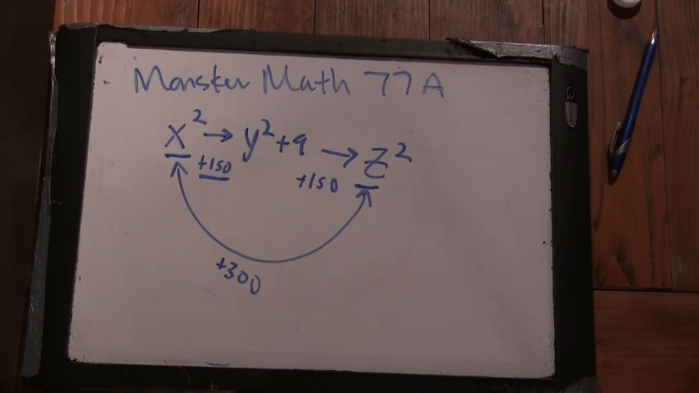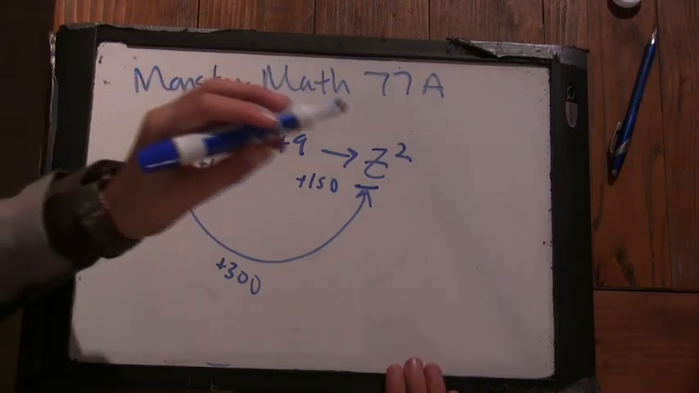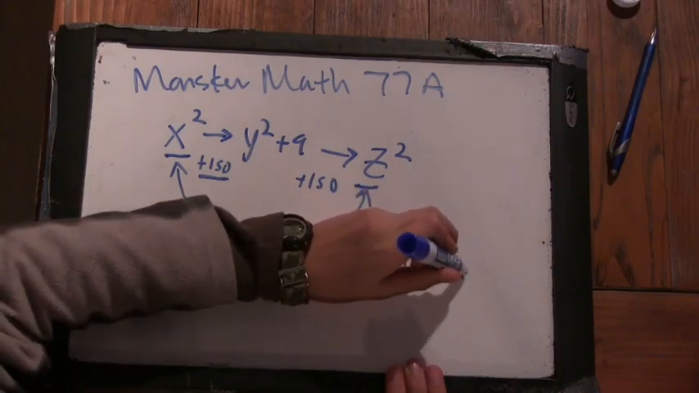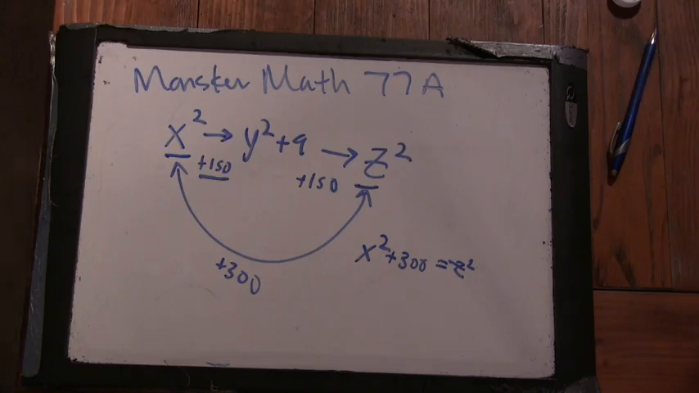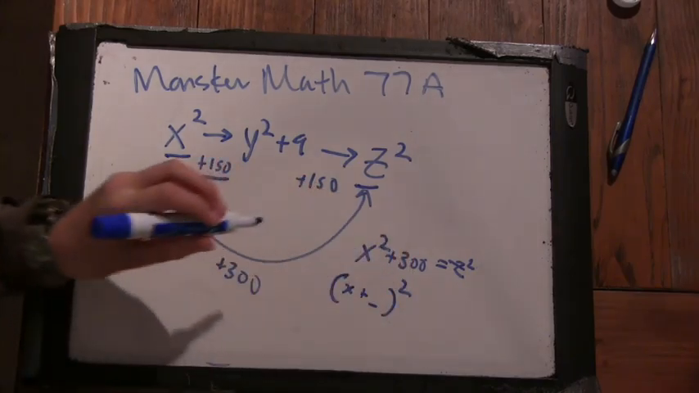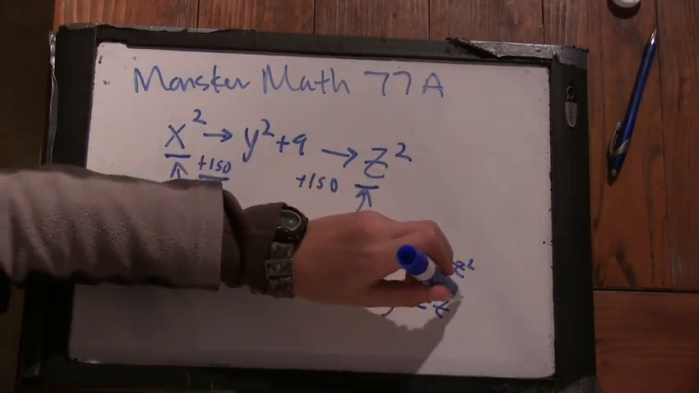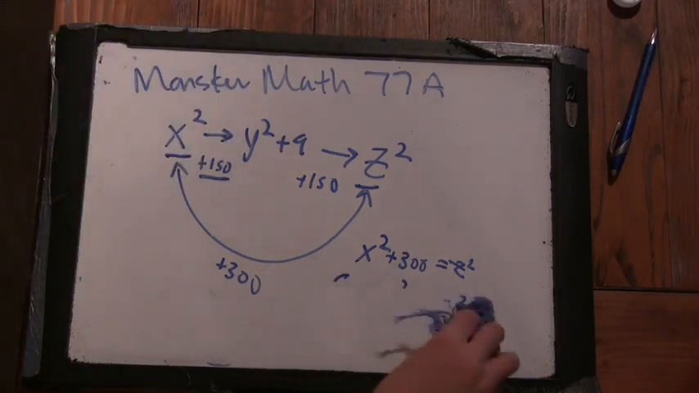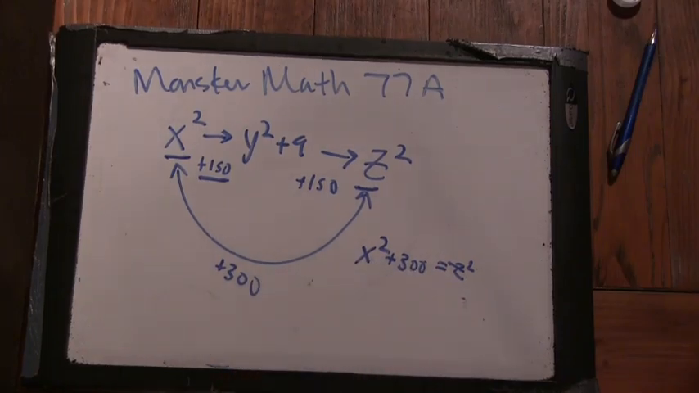So we have to change this into something nice. So x squared plus 300 is z squared. What we want to do, it would be nice if we could change this into x plus something squared is z squared. That's a nice observation, but I don't know that that's going to happen. No, that's not going to happen, but there's a very similar idea to that.